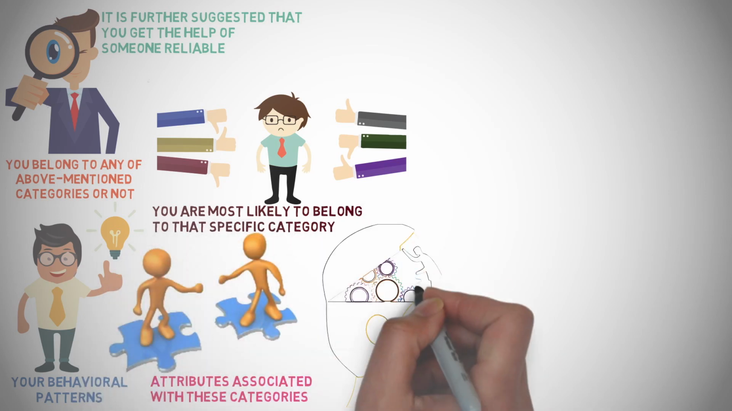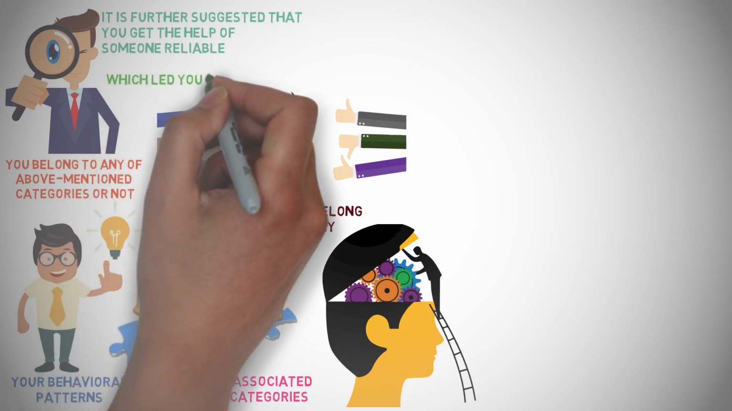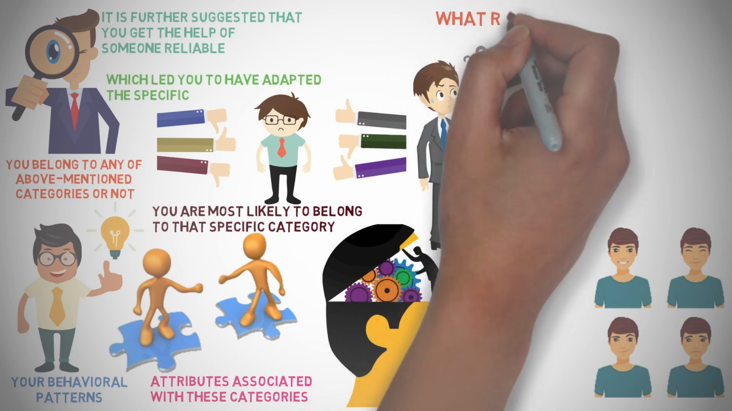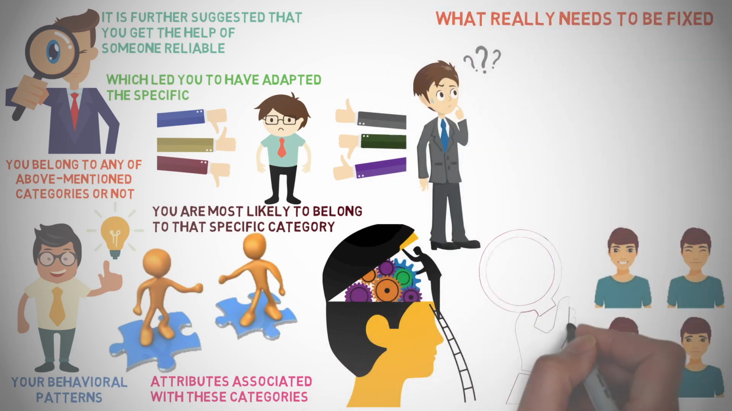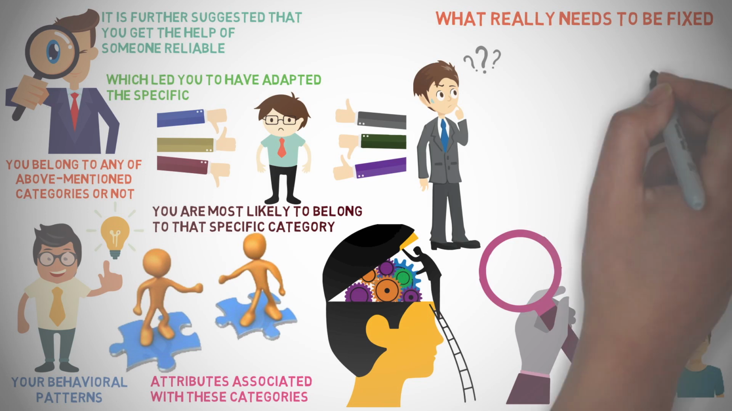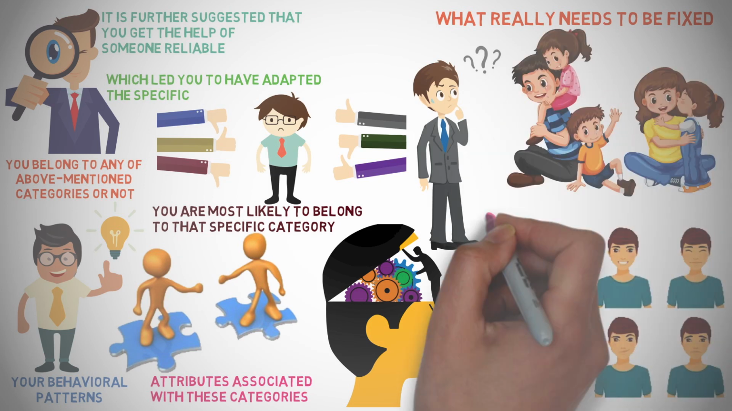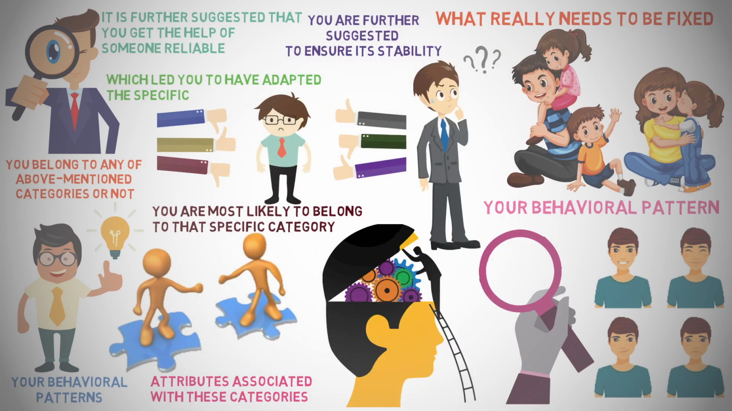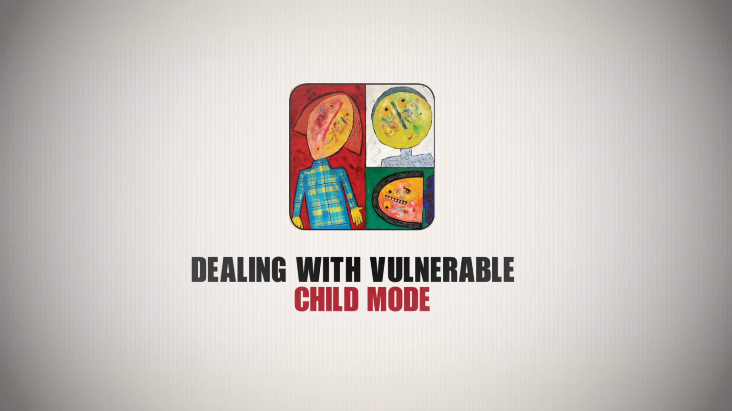Moreover, you must find the triggers in your past which led you to adopt the specific emotional behavior. Otherwise, you will be unable to understand what really needs to be fixed. If you find yourself to have the attribute of happy child mode in your behavioral pattern, you are further suggested to ensure its stability. Dealing with vulnerable child mode.